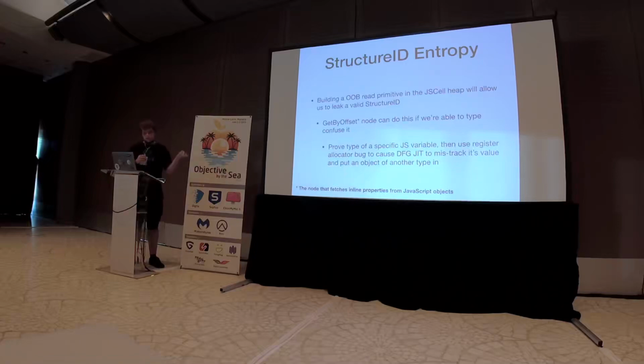And an example of how to possibly do this with our bug could be by using the GetByOffset node. GetByOffset is the JIT node that will fetch an inline property value from the object itself rather than the butterfly. And it doesn't perform any sort of bounds checking. It just relies on the type information being correct. However, if you're able to type confuse it, it will end up being an out-of-bounds read. And yes, if we prove the type of a specific variable and then use our register allocator bug in order to cause the DFG JIT to mistrack its value and its type, we can put in an object of another type and another shape.